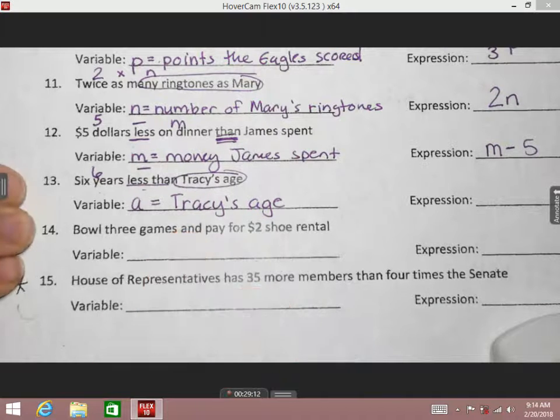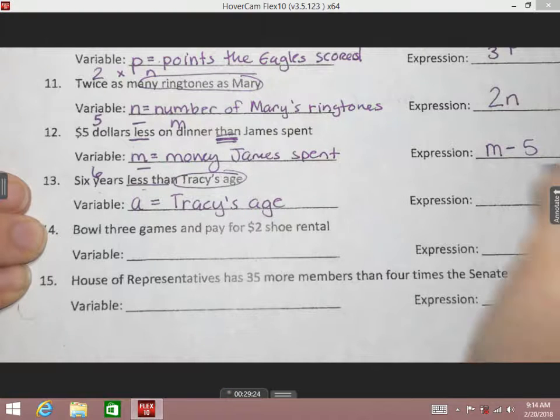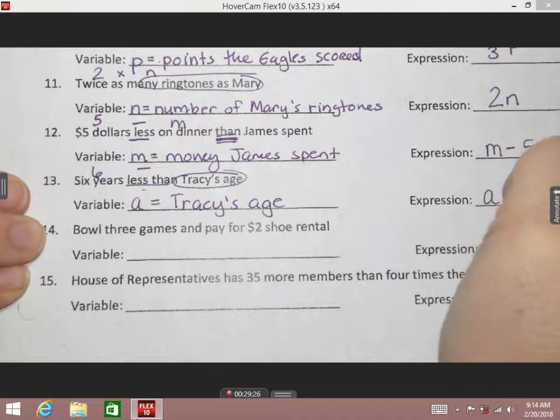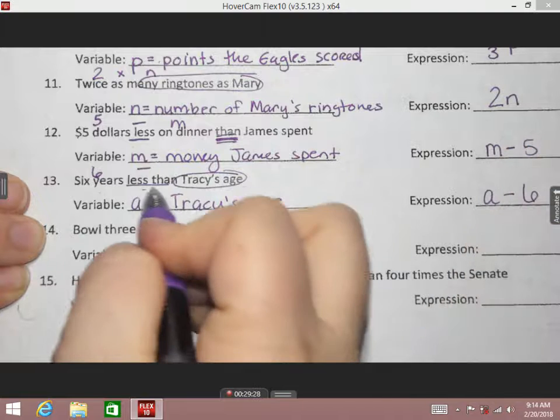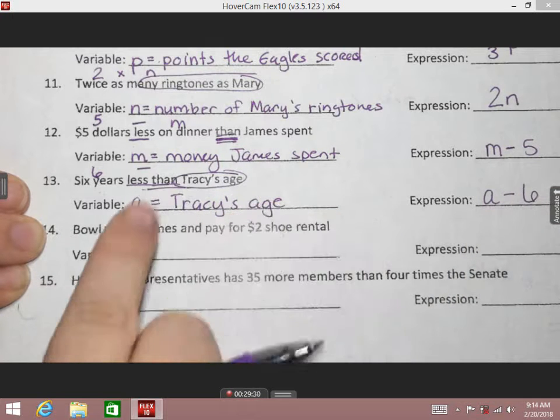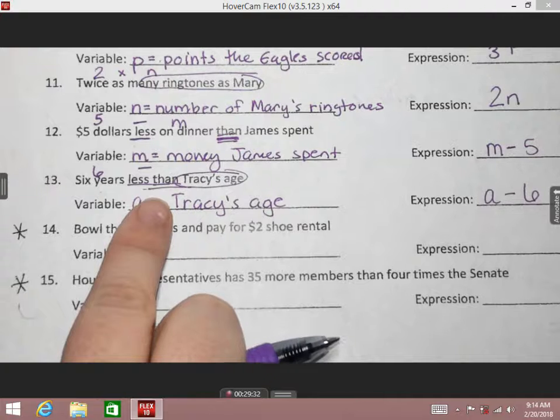Okay. So, how am I going to write that out, Michaela? A minus 6. Now, why did you reverse that? Because it says than. If it did not say than, would I have to reverse anything? No.